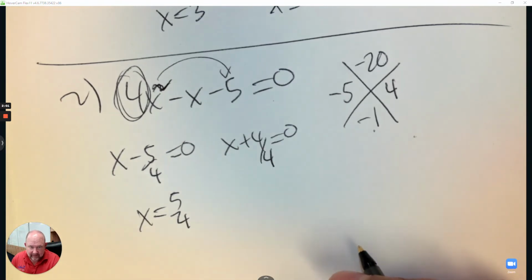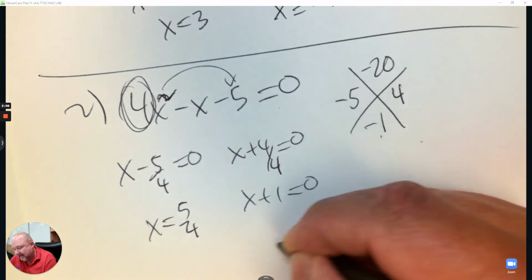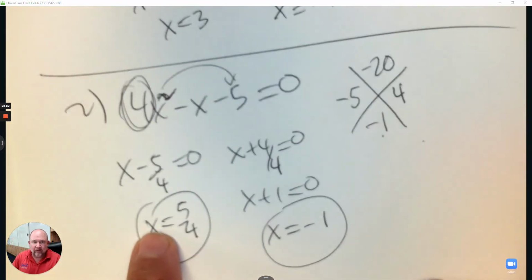This one does divide. It's not a fraction. So 4 divided by 4 is 1. Now subtract to get your solution. So we have two answers, 5 over 4 and negative 1.